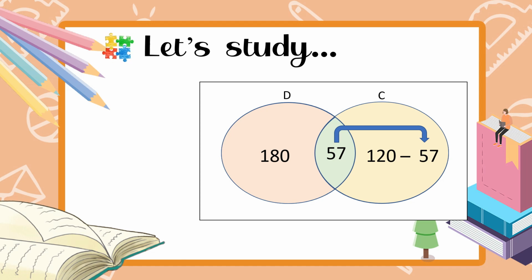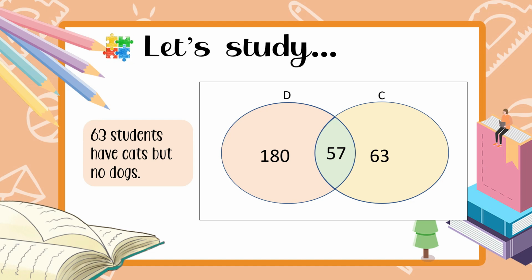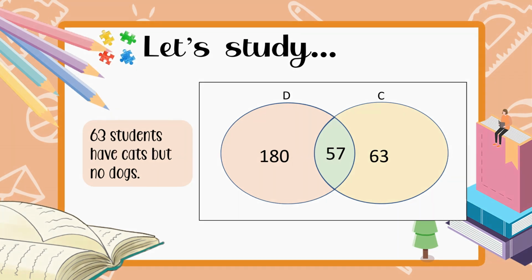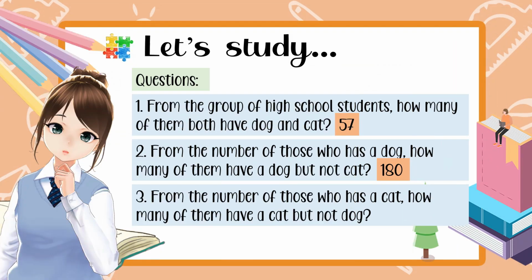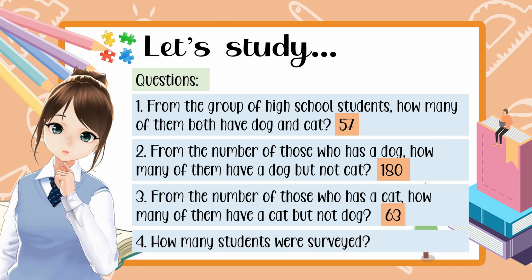So, it will become 120 minus 57. The answer will be 63. So, 63 students have cats but no dogs. Now, let's put our answer. We have 63. Next question, we have, how many students were surveyed?